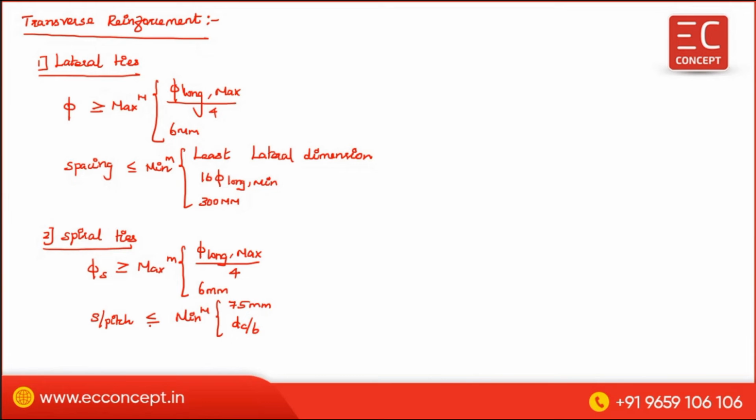Okay, this is the upper limit. The spacing or pitch, if you use spiral ties, is greater than or equal to the maximum of 25 mm, or 3 times the diameter of spiral. Okay, so here Dc is equal to the diameter of core.